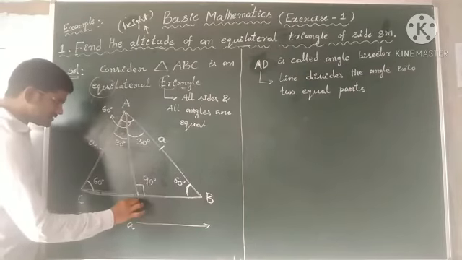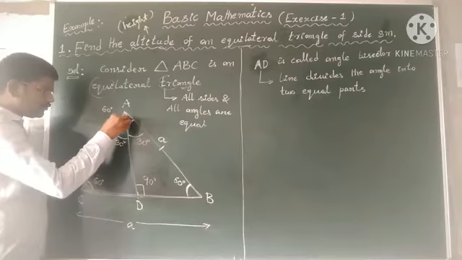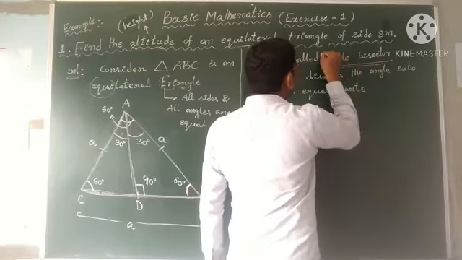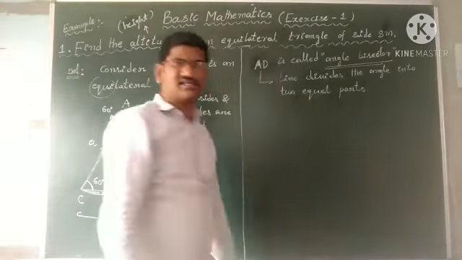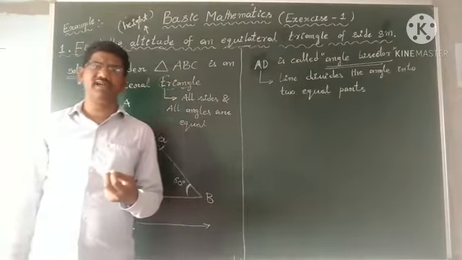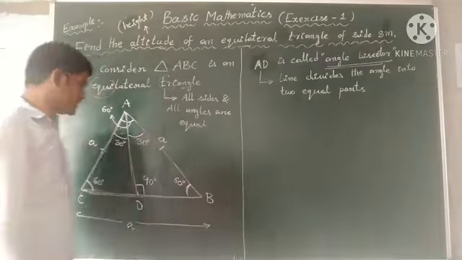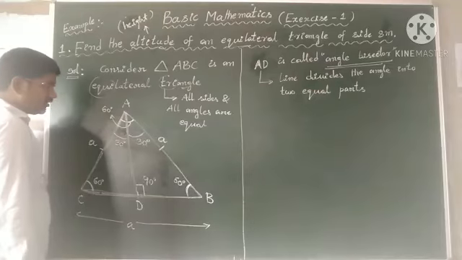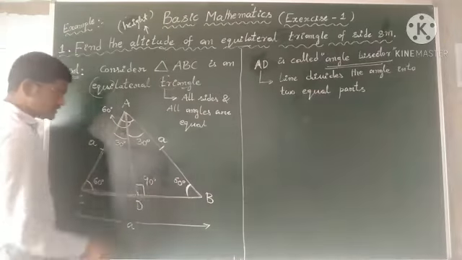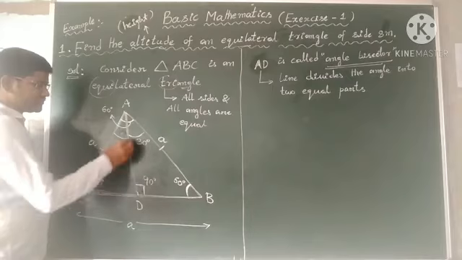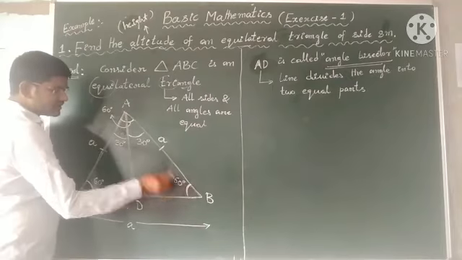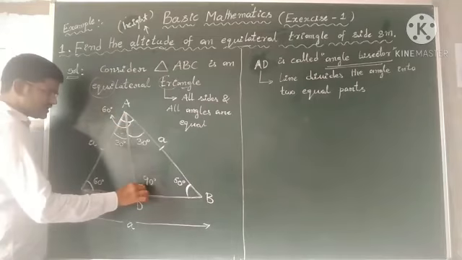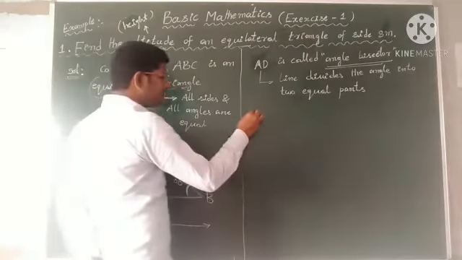Now this point is D. From A, we have dropped the angle bisector, which divides the angle into two equal parts. So now AD is the angle bisector. This is 30 degrees, this is 60 degrees, so the remaining angle will become 90, because 30 plus 60 is 90. Now this is the height. This is 90 degrees, and AD is the height of the triangle.